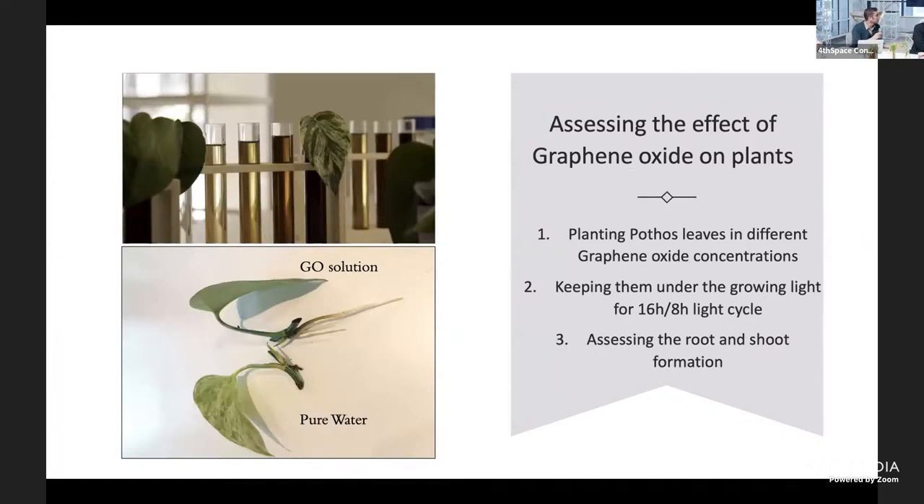Based on the preliminary results that we have gotten from our experiments, interestingly, the plants that have been cultured in graphene oxide solutions have shown a significantly higher increase in root growth compared to those planted in pure water. We definitely need to do more research to specify the underlying reasons for this, but it was of interest to us and was surprising. Yeah, this is it from my part.